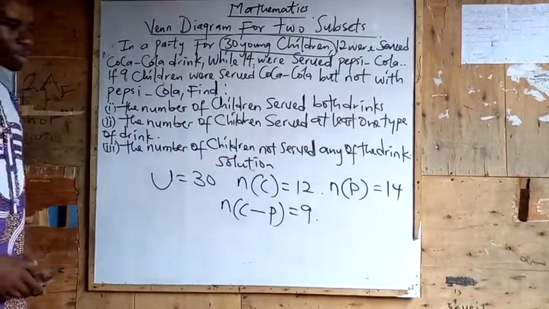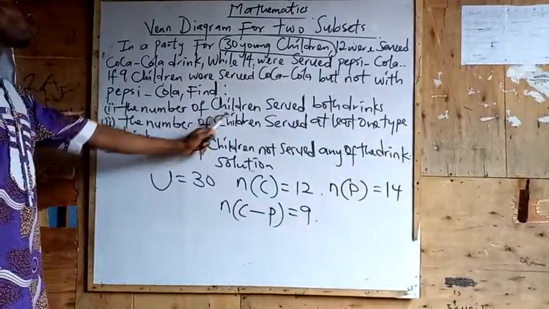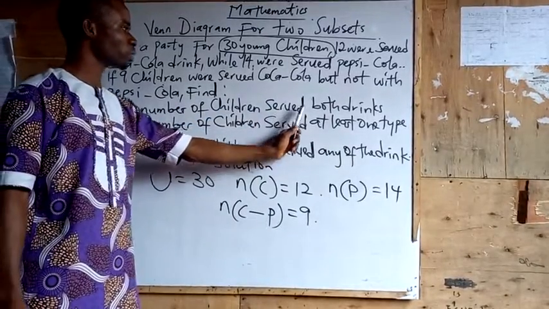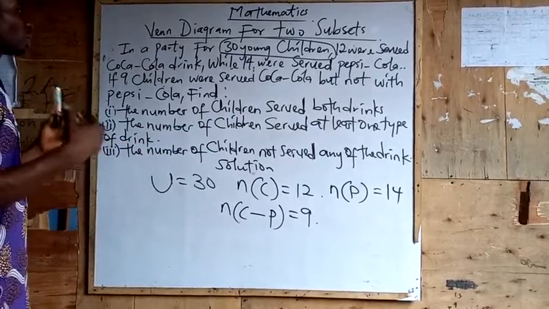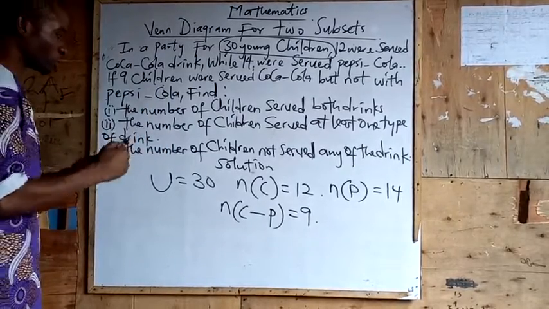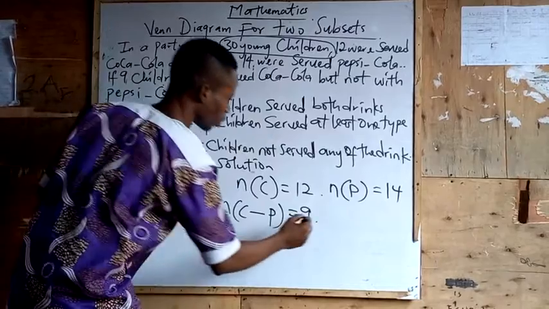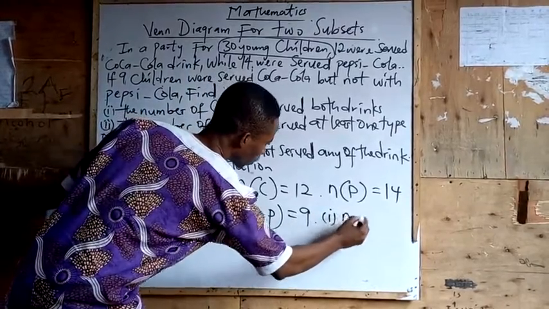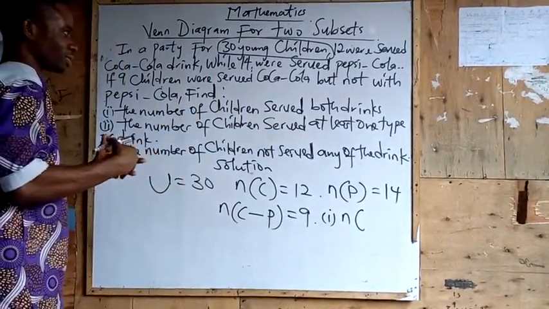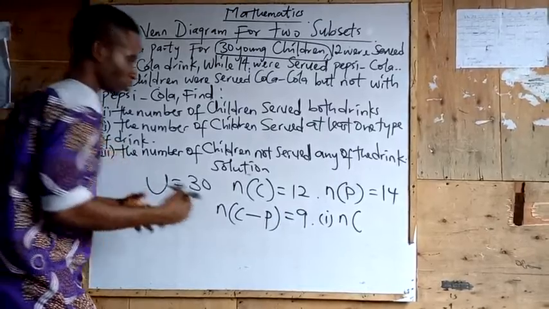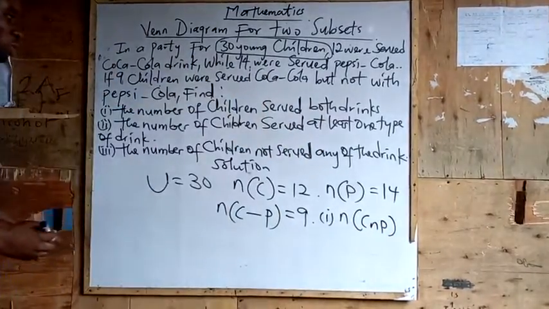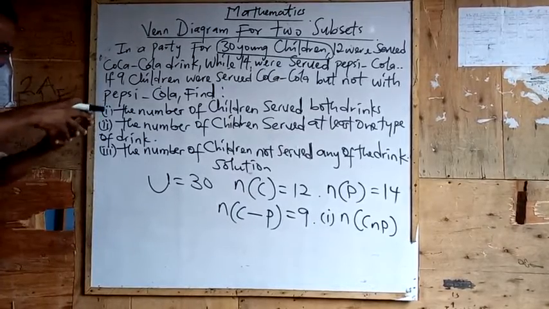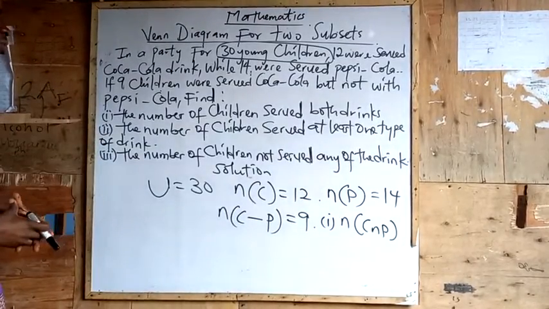Now, find the number of children served both drinks. What does that mean? We are looking for number 1, the number of children served both drinks. That means intersection, C intersection P. When they talk of both drinks, that is intersection.